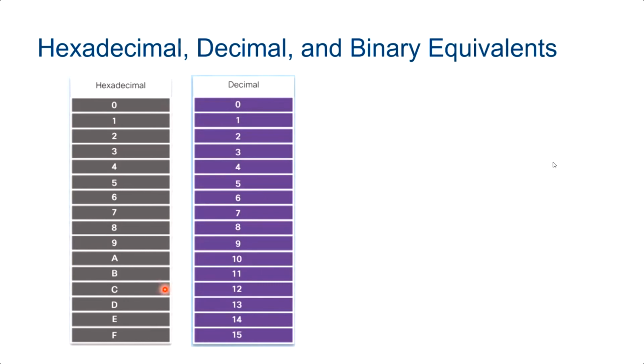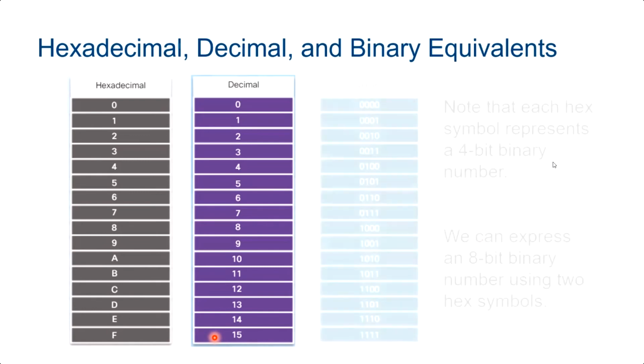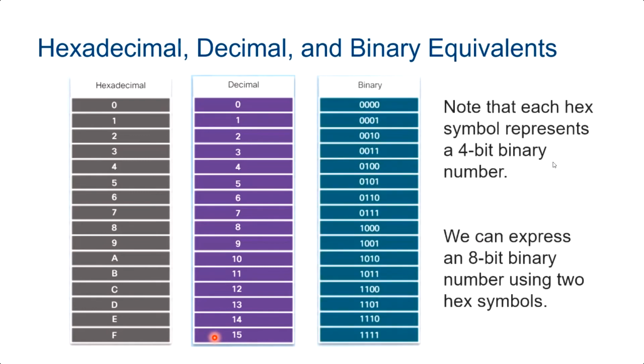Note that the hex symbol A is equal to decimal 10, hex B is equal to decimal 11, and so on until we get to hex F, which is equal to decimal 15. Here are the binary equivalents. Note that each hex symbol can be used to represent a 4-bit binary number. Given that 8 bits is a common binary grouping, we can represent an 8-bit binary number using just 2 hex symbols.